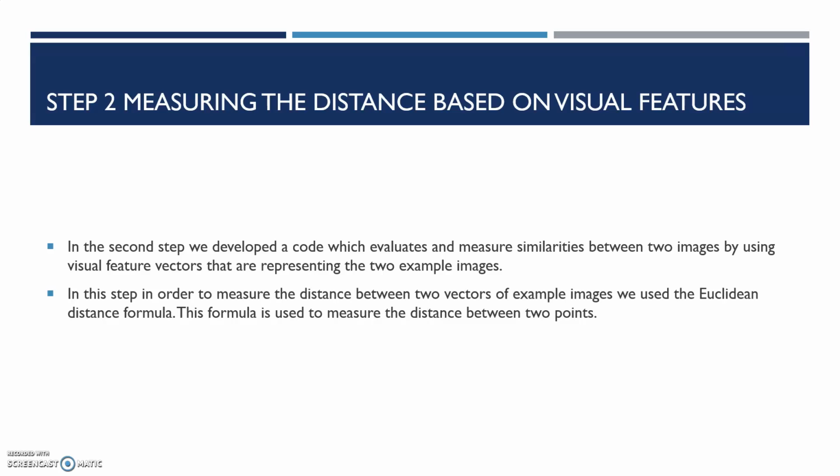Step 2, measuring the distance based on visual features. In the second step, we develop the code which evaluates and measures similarities between two images by using visual feature vectors that are representing the two example images. In this step, in order to measure the distance between two vectors of example images, we use the Euclidean distance formula, and this formula is used to measure the distance between 2 points.